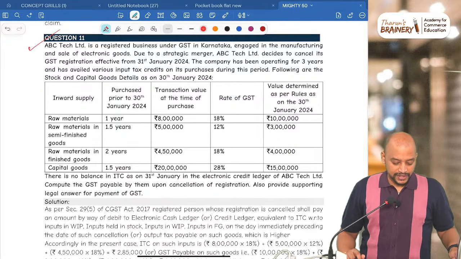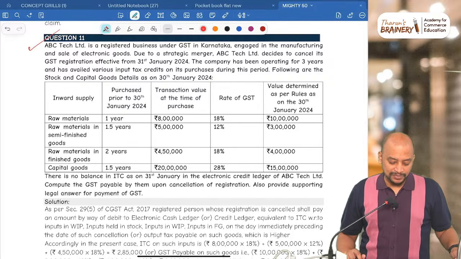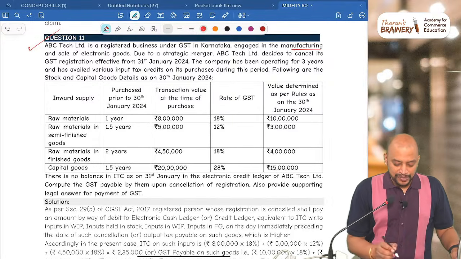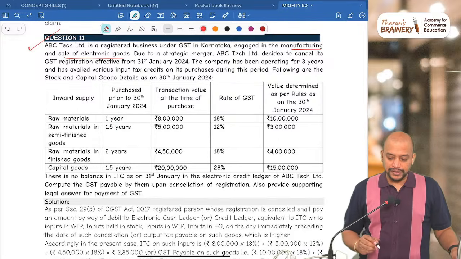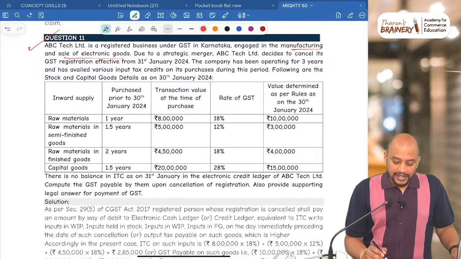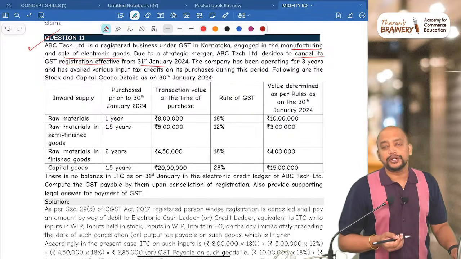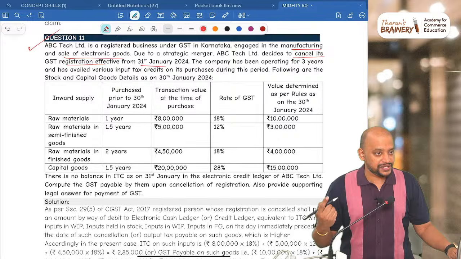Okay, say this question. Question number 11. ABC Tech Limited is a registered business under GST in Karnataka, engaged in manufacturing and sale of electronic goods. Due to a strategic merger, ABC Limited decides to cancel its GST registration effective from 31st January. This is related to Section 29 subsection 5, cancellation of registration.